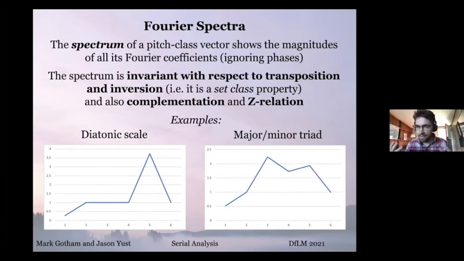Similarly, it's invariant under Z relation. What this is saying is that this DFT is giving us the intervallic properties of the set. If the set has the same intervals, it will have the same spectrum.